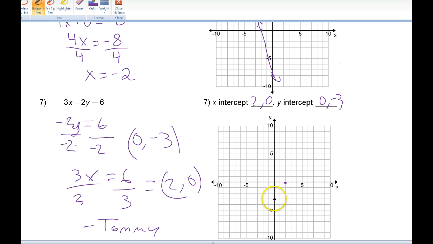And then we're just going to draw the line connecting them. Oh, you know what? It goes to the left, right? Guys, this should be -3. That should be negative. Looks like you had a negative. Good job, Tommy.